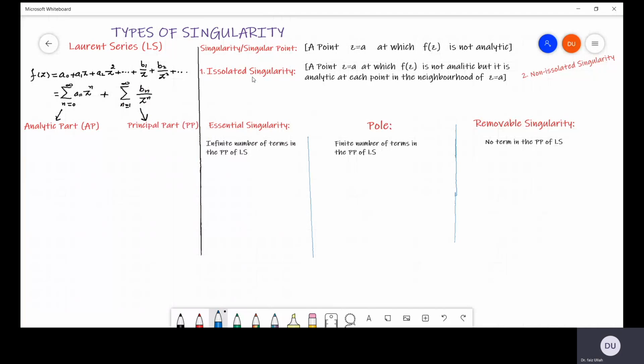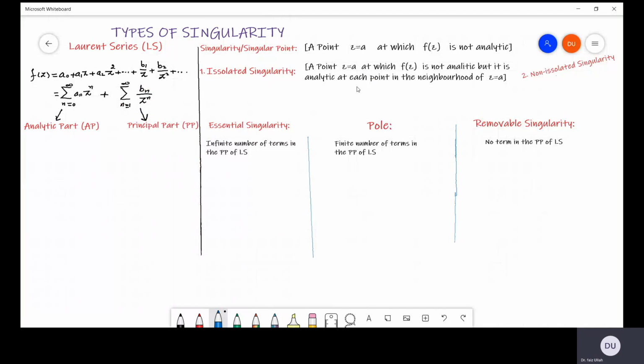Now, singularity has two types. The first one is called isolated singularity, and the second one is called non-isolated singularity. But we shall focus on the isolated singularity, which we can define as follows: a point z equal to a at which the function f of z is not analytic or is not differentiable, but it is analytic at each point in the neighborhood of z equal to a. That point is called an isolated singular point.